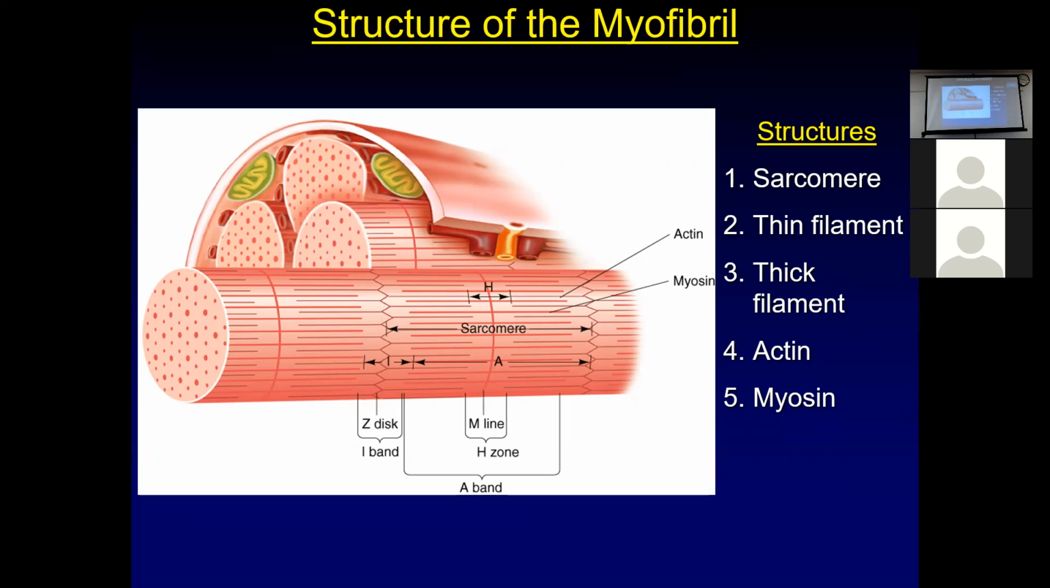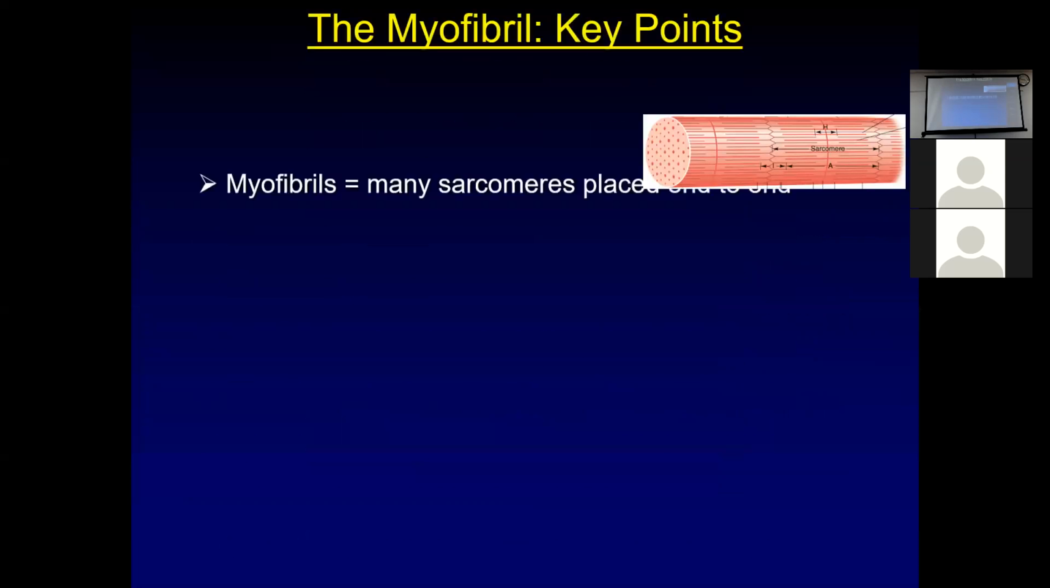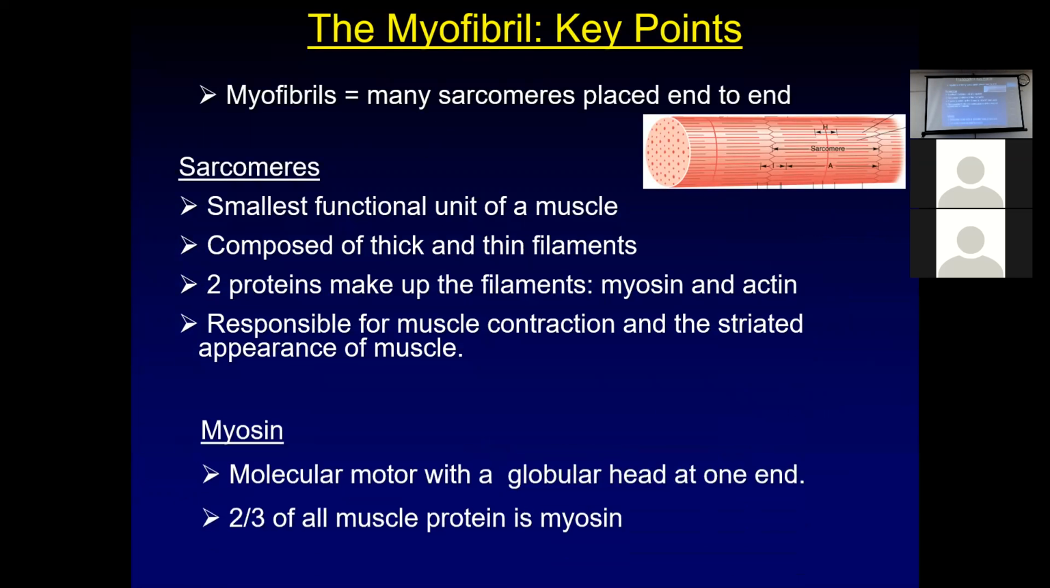I'm not going to ask you that the M-line is the middle point and the Z-disc is the end point. I'm not going to ask you about the relationship of overlap between actin and myosin in the M zone. What I do want you to know, in a very general sense, is how actin and myosin exist next to each other inside a sarcomere. I'm going to show you some more pictures about that.